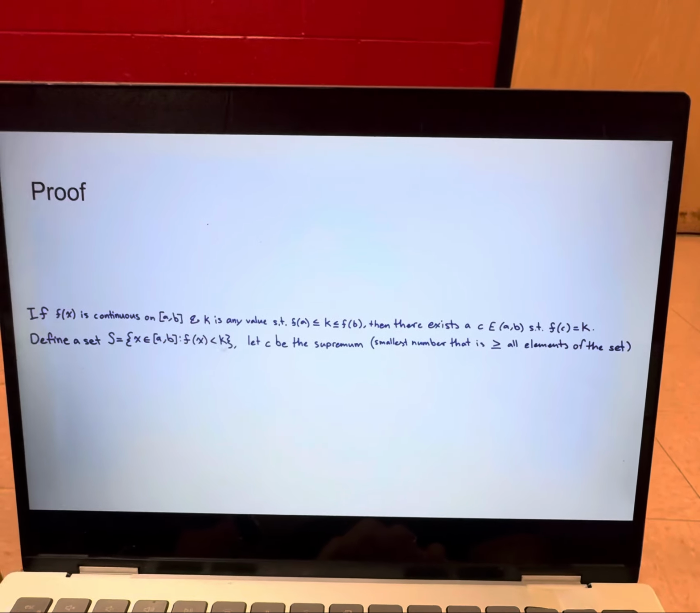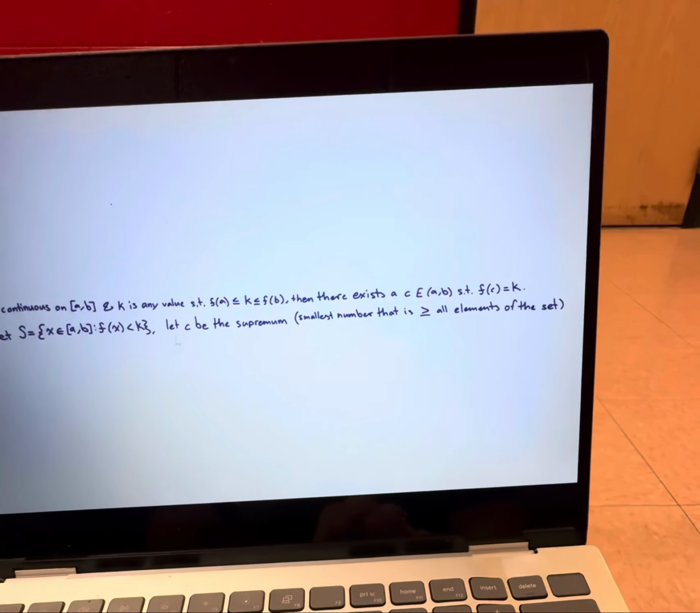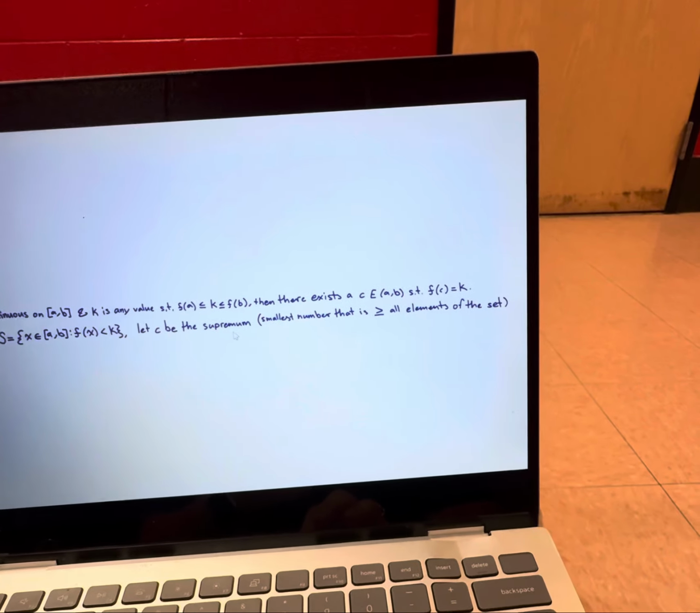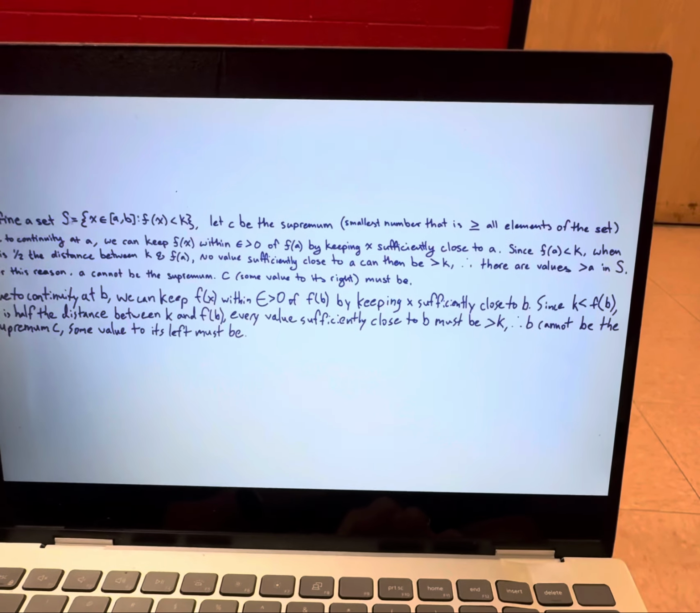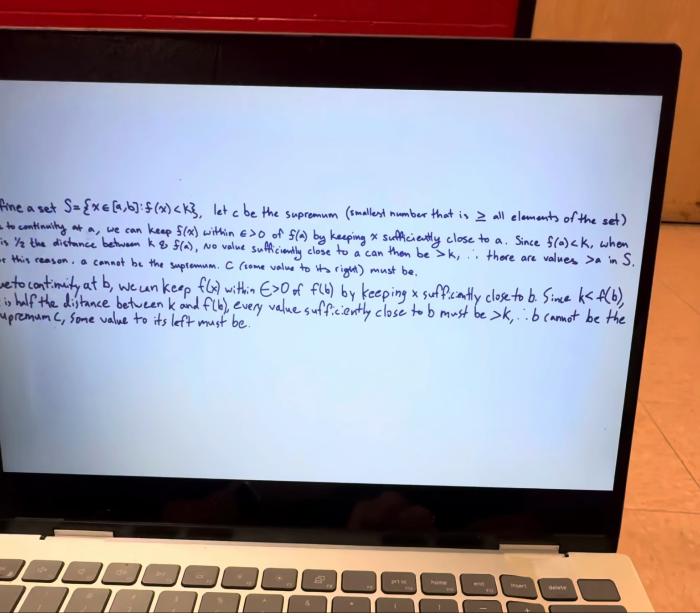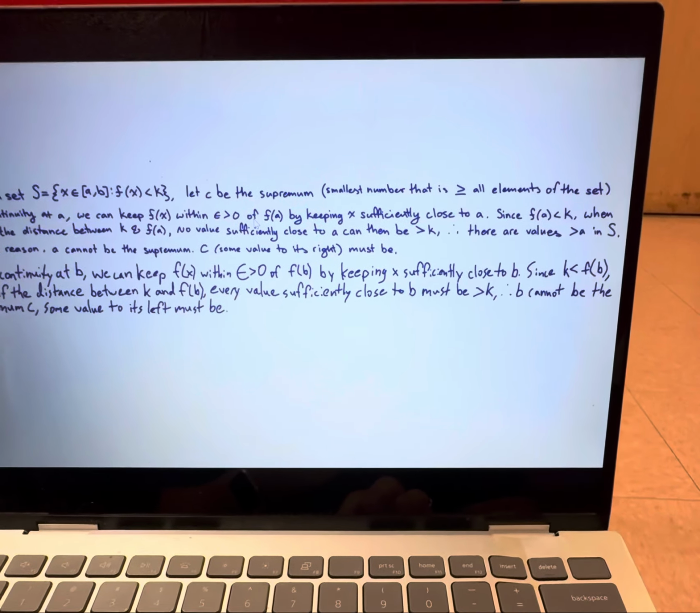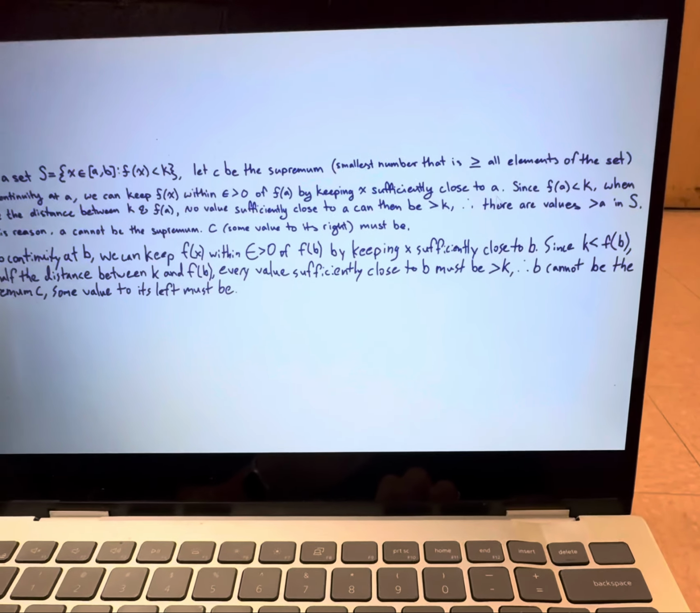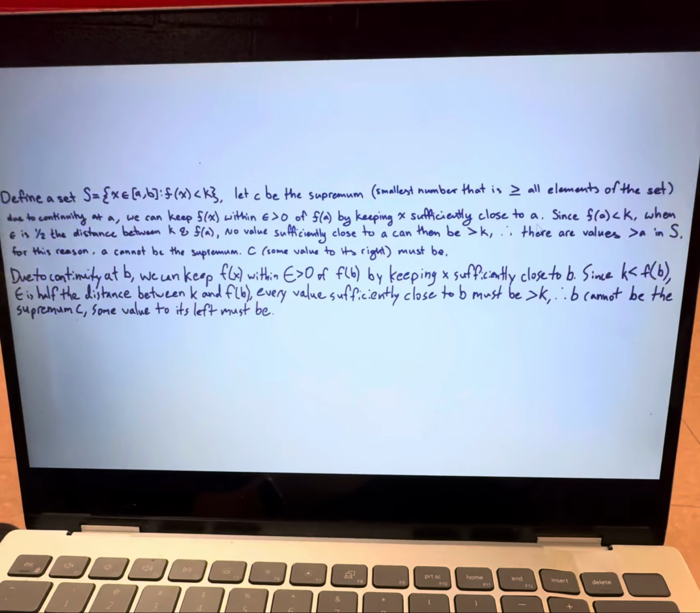So first we're going to define a set of x in a comma b where f of x is less than k. We're going to let c be the supremum of the set. Due to the continuity at a, we can keep f of x within epsilon greater than 0 of f of a by keeping x sufficiently close to a. And since f of a is less than k, when epsilon is half the distance between k and f of a, no value sufficiently close to a can be greater than k. Therefore, there are values greater than a in the set.